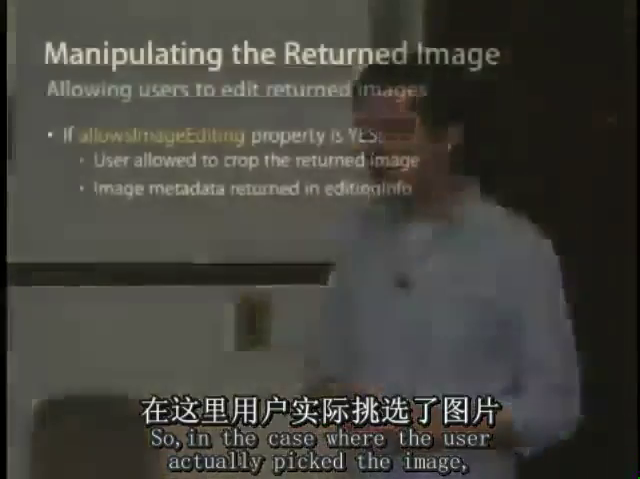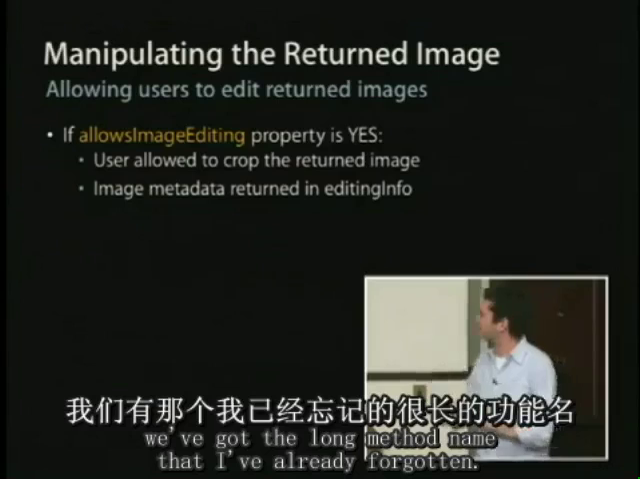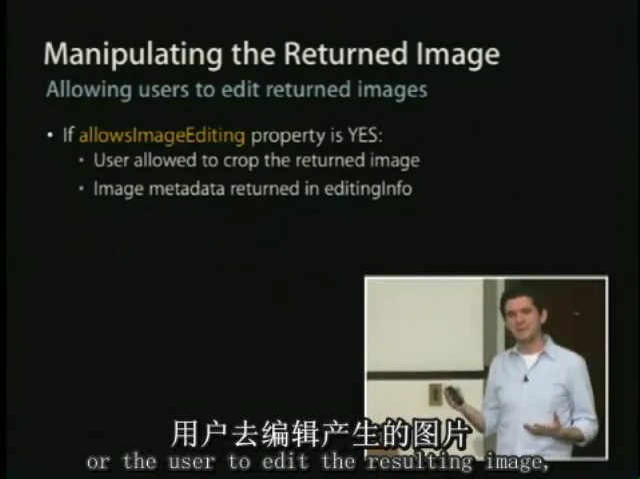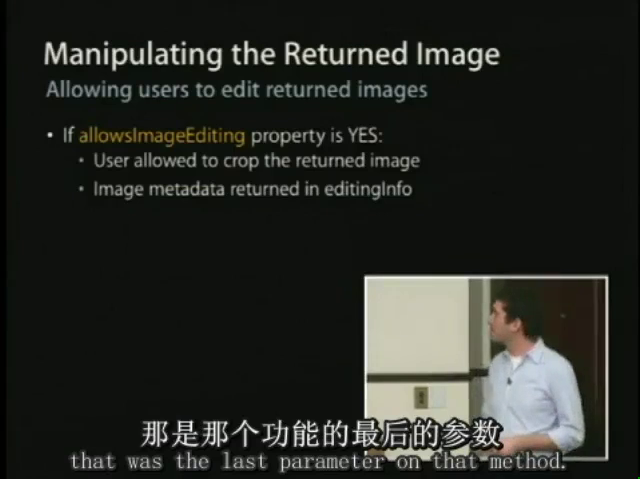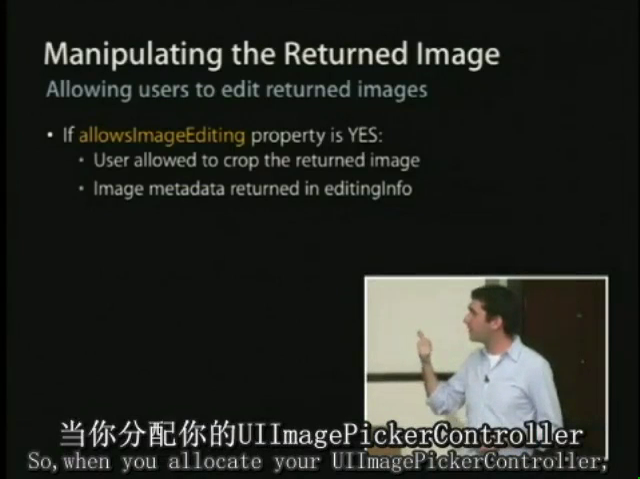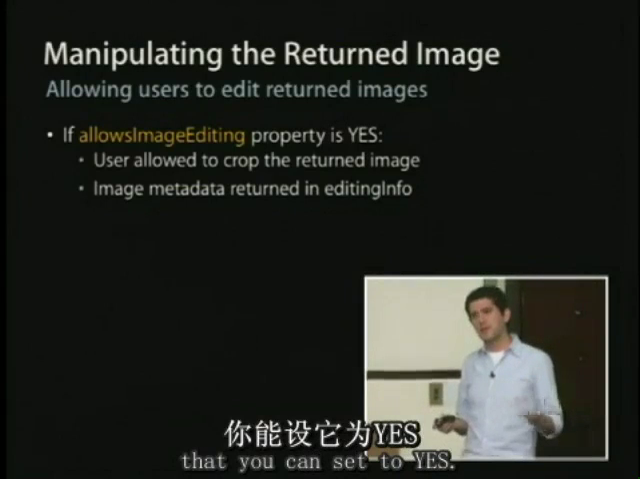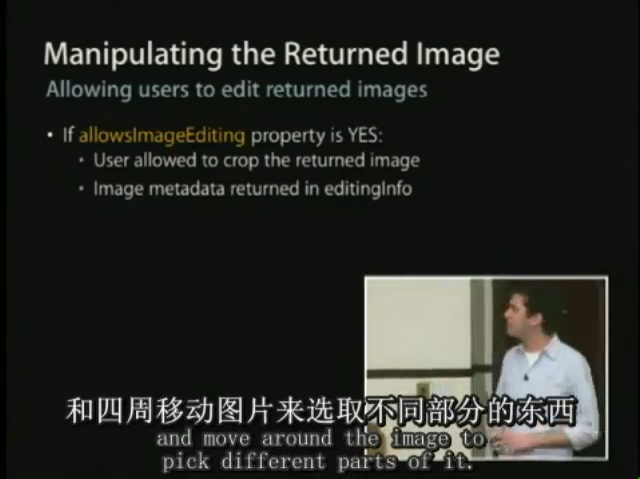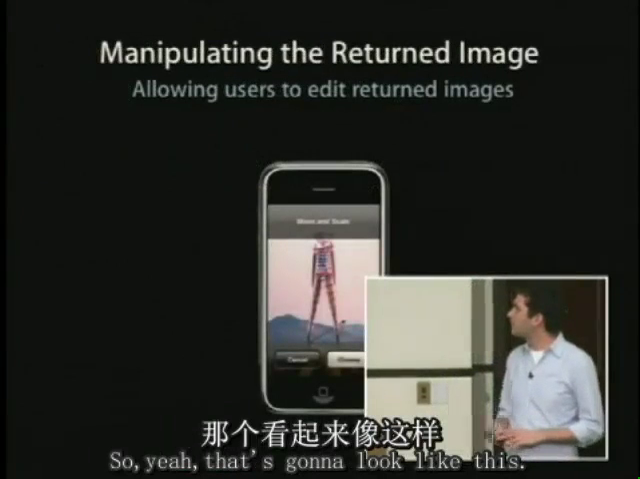All right, so in the case where the user actually picked the image, we've got the long method name. If we want to allow the user to edit the resulting image, this is going to be that editing info dictionary that was the last parameter on that method. When you allocate your UI image picker controller, there's a property called allows image editing that you can set to yes. That defines that the user can then pinch and scale and move around the image to pick different parts of it. So it allows the user to crop it, and this cropping metadata is returned in that editing info dictionary.